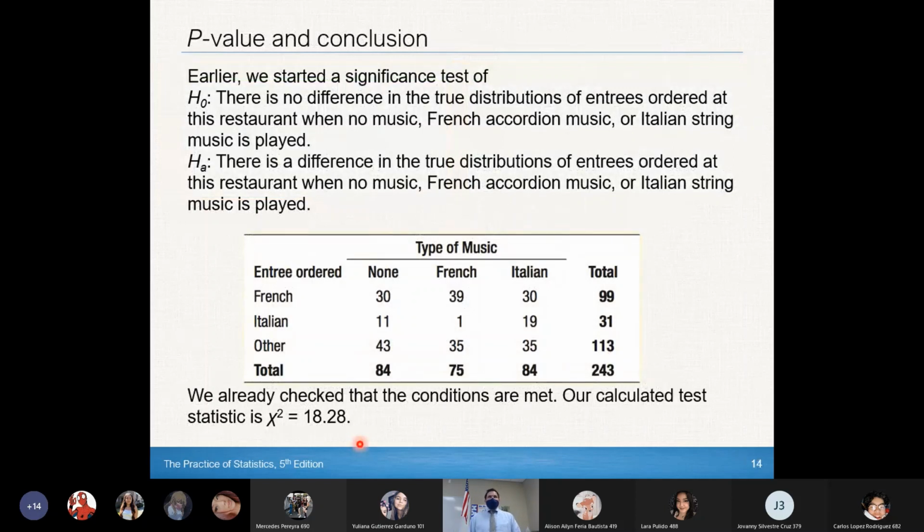And then we need our p-value. Earlier we stated a significance test of the null hypothesis: there is no difference in the true distributions of entrees ordered at this restaurant when no music, French accordion music, or Italian string music is played. The alternative is that there is a difference in the true distributions of entrees ordered. This was our observed counts. We already checked that the conditions are met. Our calculated test statistic is chi-squared equaling 18.28.